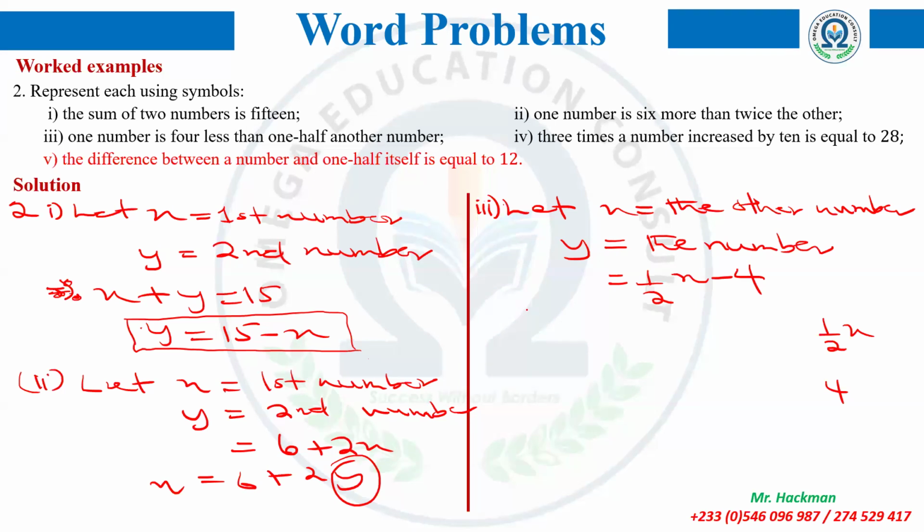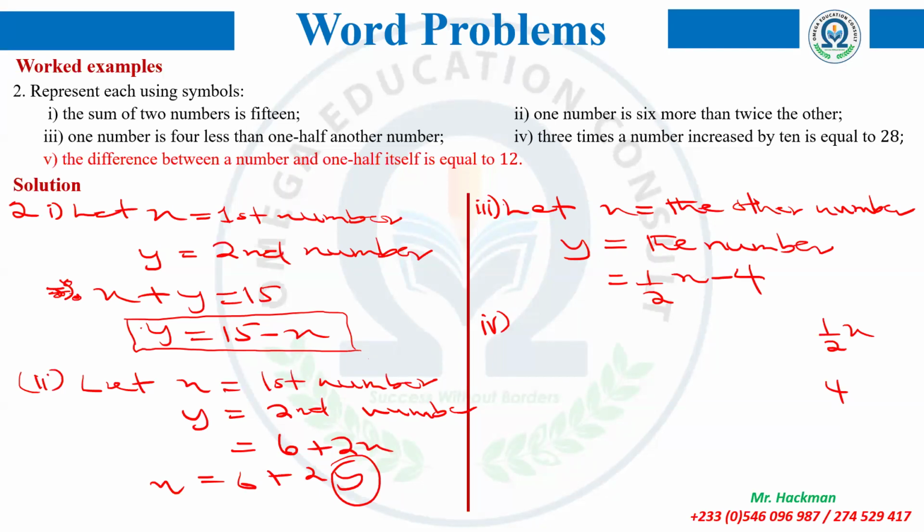All right. So now let's look at what we have here. So we are done with I. So let's look at IV. If you are all fine, we can move on to IV. IV, what do we have? Okay, so 3 times a number increased by 10 is equal to 28.